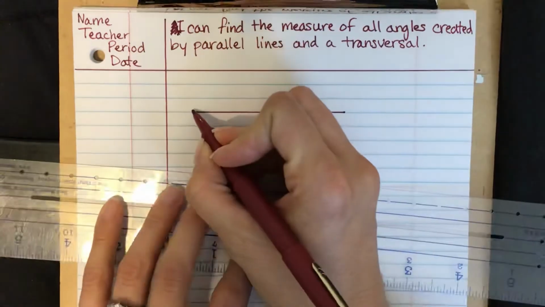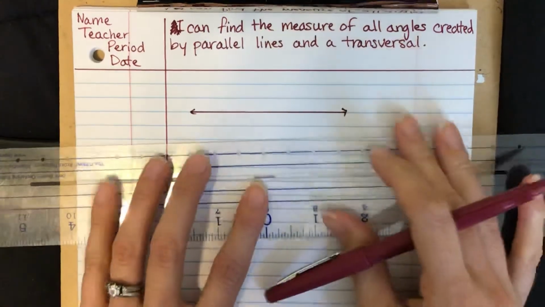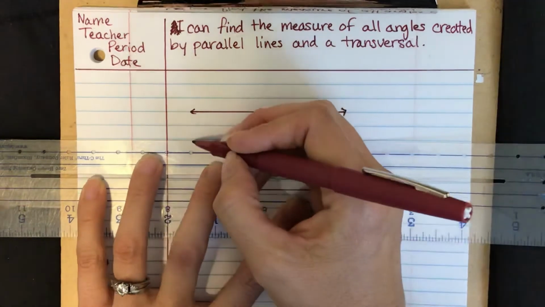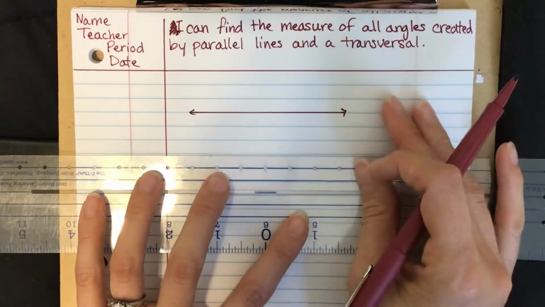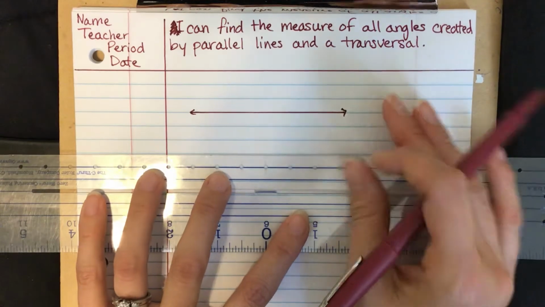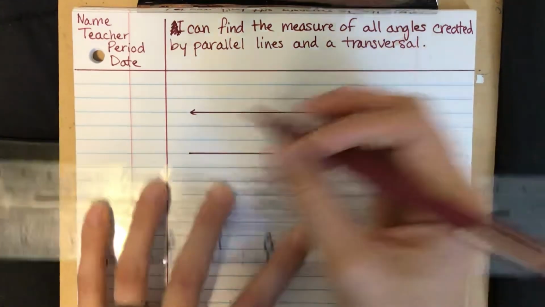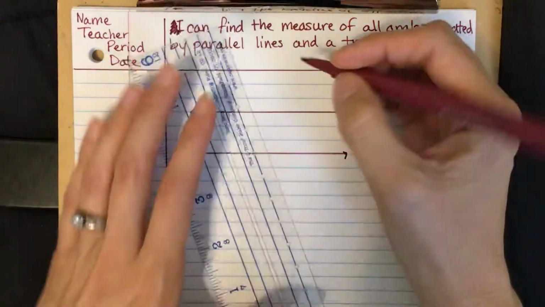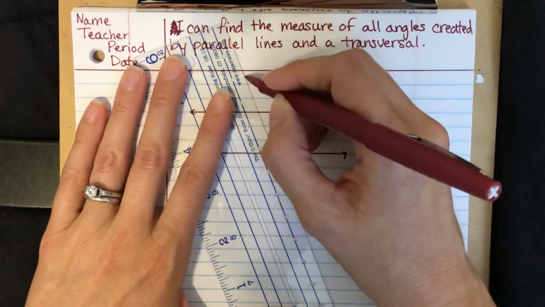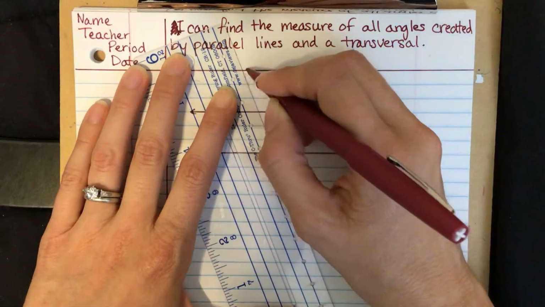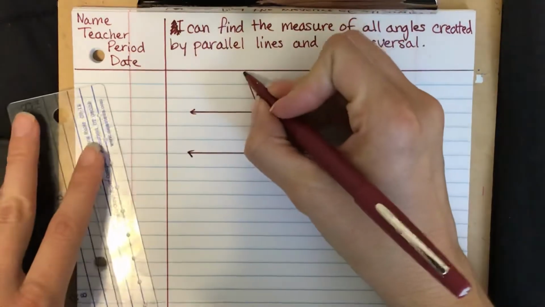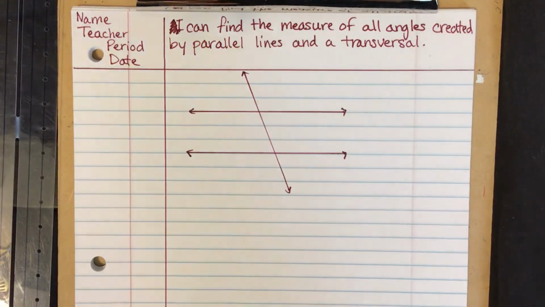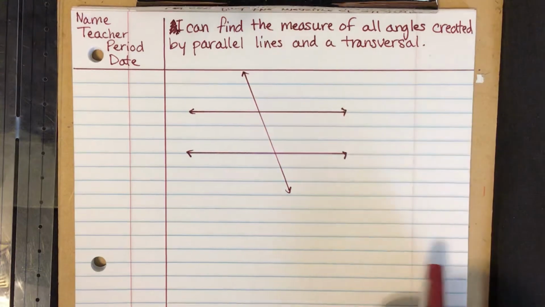Parallel lines are lines that run next to each other. They never ever intersect. And when we were dealing with systems of linear equations, that was like a no solution because they never crossed. Okay, so here's your parallel lines. A transversal is just a line that cuts across both of them. So this is what it looks like. This is a set of parallel lines and a transversal.